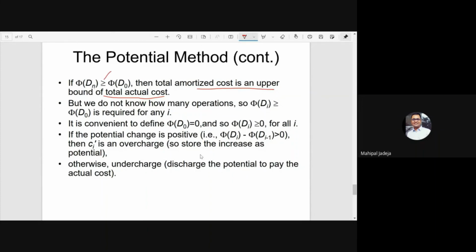So in order to achieve this, we need to make sure that it holds for all values of i. Therefore we write: for all i going from 1 to n, the potential of the data structure after i operations is greater than or equal to the potential of the initial data structure, which is D0, right? And this is required for all values of i. Then we can identify the change. If potential change is positive, then we say the underlying operation is overcharged, and otherwise we say it's undercharged.